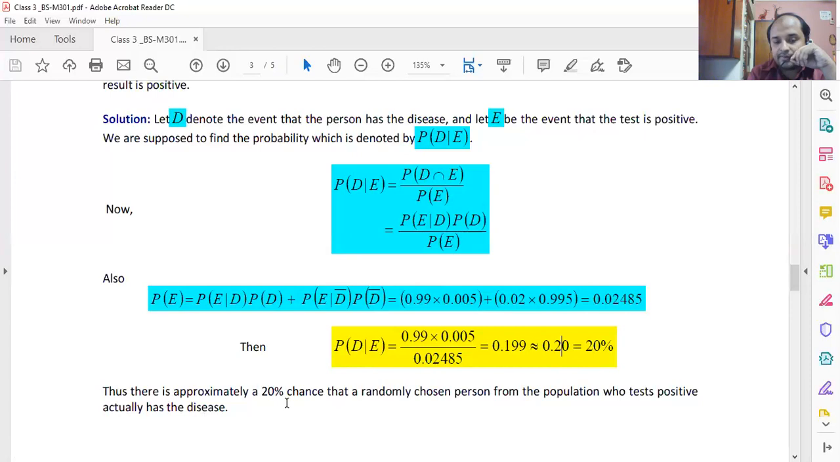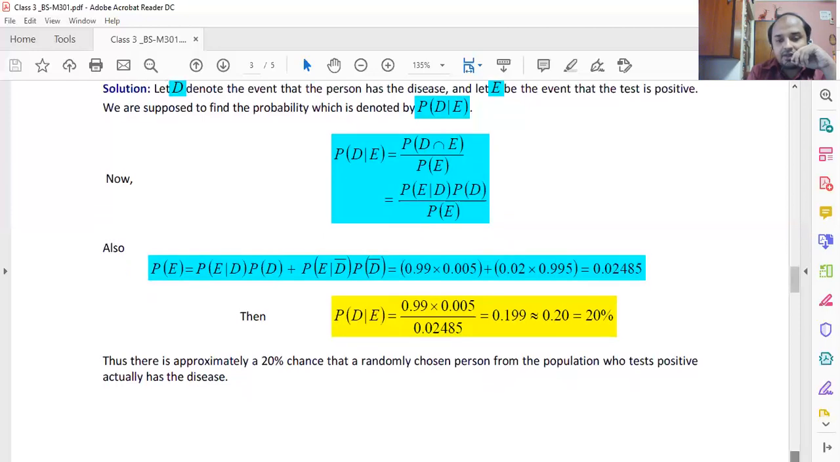Thus, there is approximately a 20% chance that a randomly chosen person from the population who tests positive actually has the disease. I have a question for you at this point. Think and tell me later on, why this percentage is poor, why it is not higher than 60%, why it is so low. Probability that the person has the disease, given that the test result is positive, why is this percentage so poor? So you keep on thinking about this. Okay, so the answer is 20%.